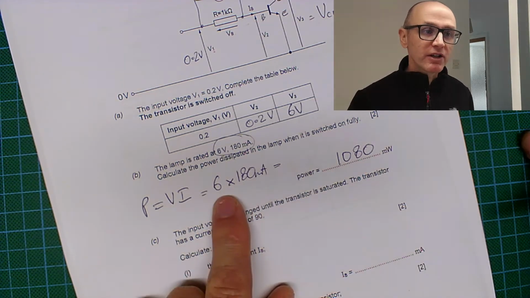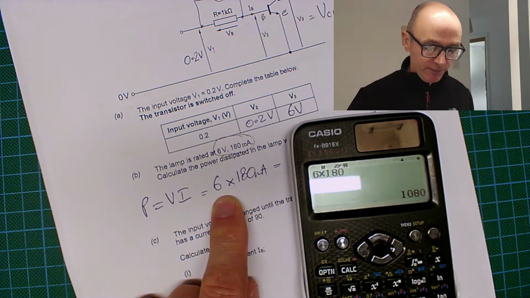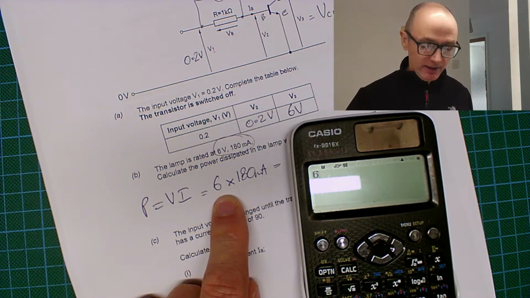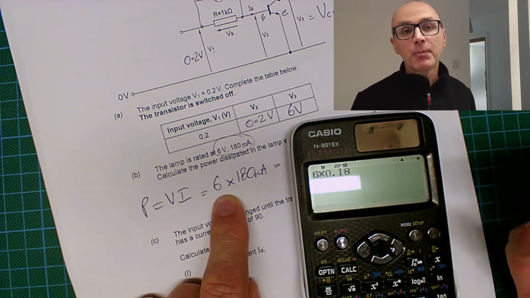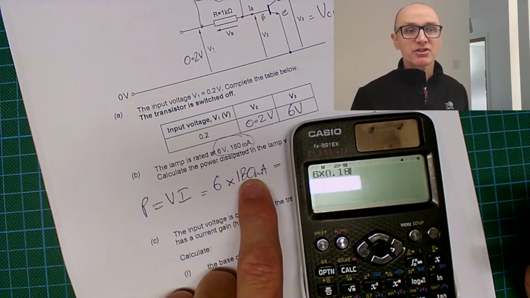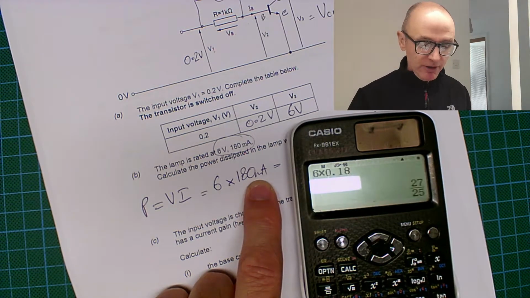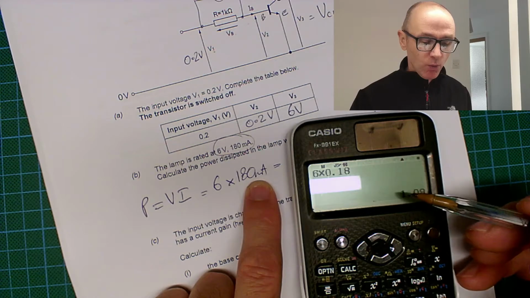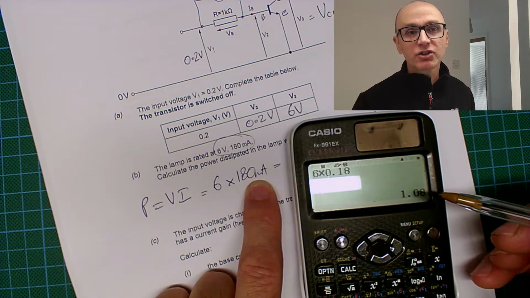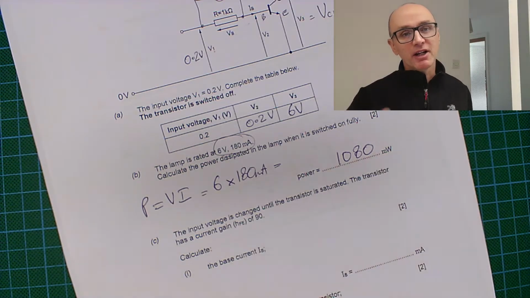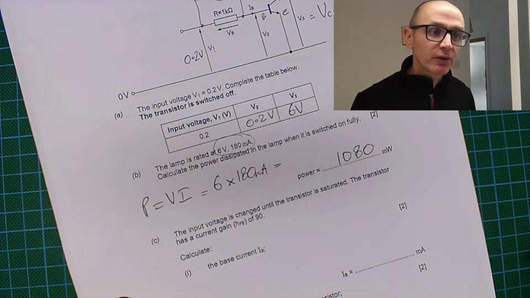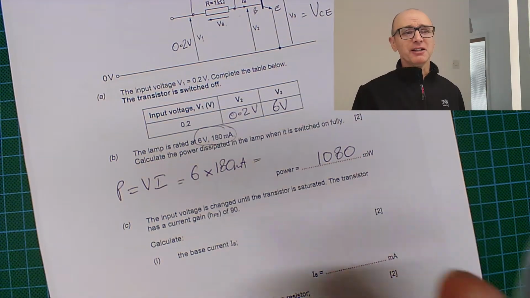The other way you could have done it, you could have said 6 times 0.18 amps, which is the same as 180 milliamps. But if you do that, then you'll get 1.08 watts, and remember that they had expected the answer to be in milliwatts. Okay, hopefully that's okay.